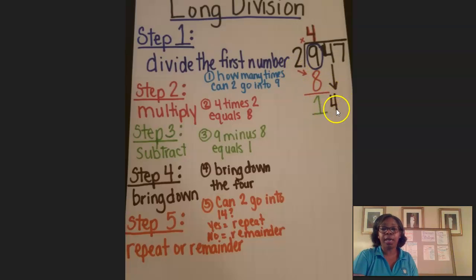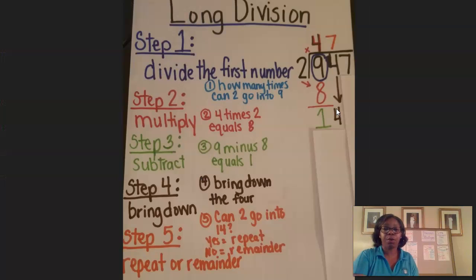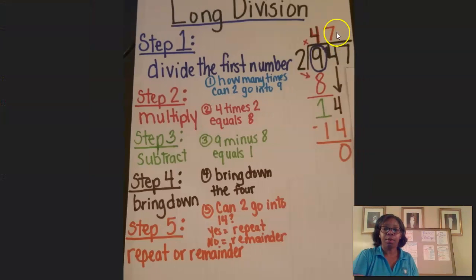Well, we know that 2 can go into 14, so we're going to repeat. How many times will 2 go into 14 without going over? 7. 2 will go into 14 7 times. So I'm going to write my 7 up top as we continue to build our quotient. Once I put my 7 up there, I'm going to do step 2, multiply. 7 times 2 is 14. So I'm going to write my 14 down here. And then I'm going to do step 3, subtract, and I get 0.